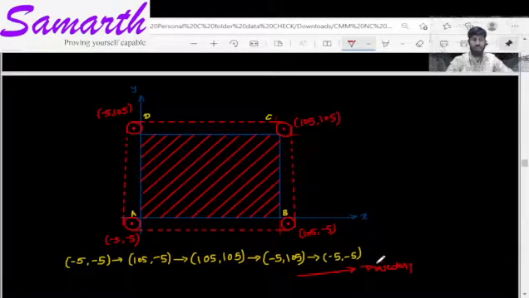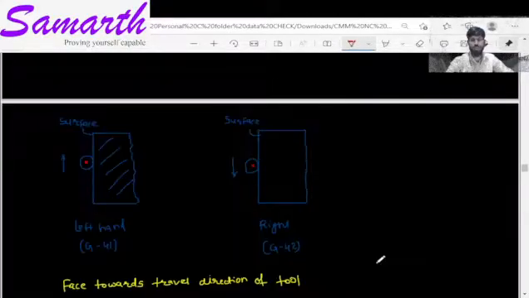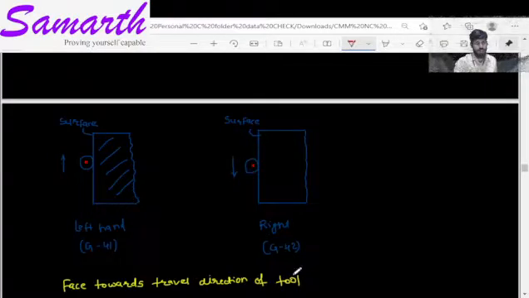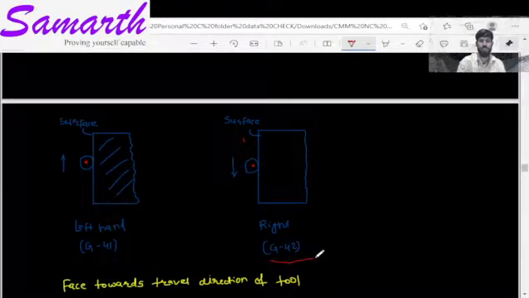But the direction of movement or travel of the tool will change our code. If we are looking like this, we always face towards the travel direction of the tool for giving the instruction. If the tool is moving in this direction, that means we have to use left hand compensation G41. If it is traveling in the downward direction, if we stand here and look in this direction towards the travel direction of the tool, then it should be right hand compensation and the code will be G42.